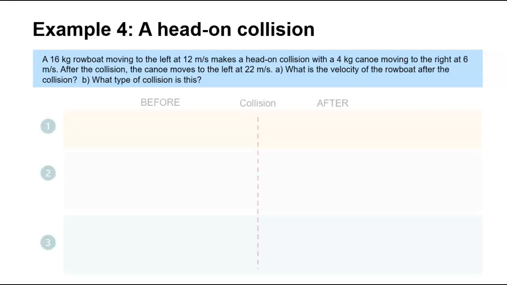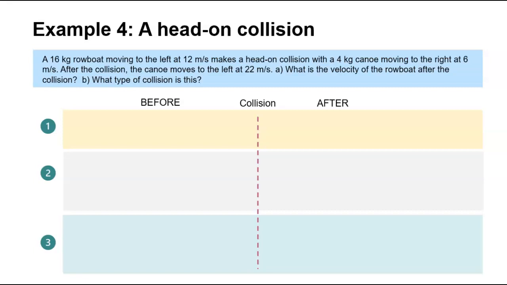So let me start to draw my picture. And again, I'm going to do this wrong, so don't write this down. All right, so I start to read. A 16 kilogram rowboat moving to the left at 12. Rowboat, 16 kilograms, moving to the left. Because it's going in the negative x direction, I wrote negative 12.